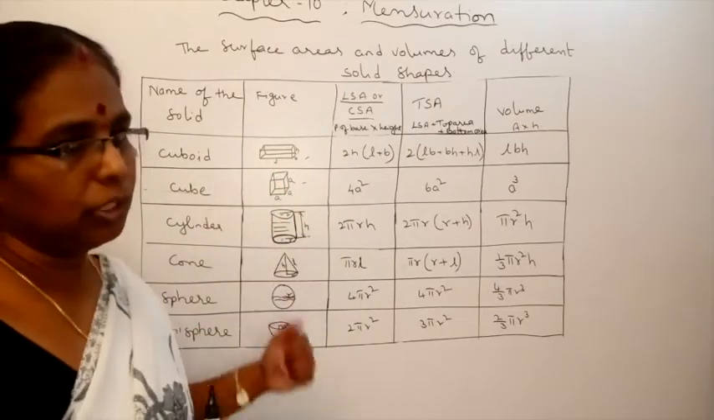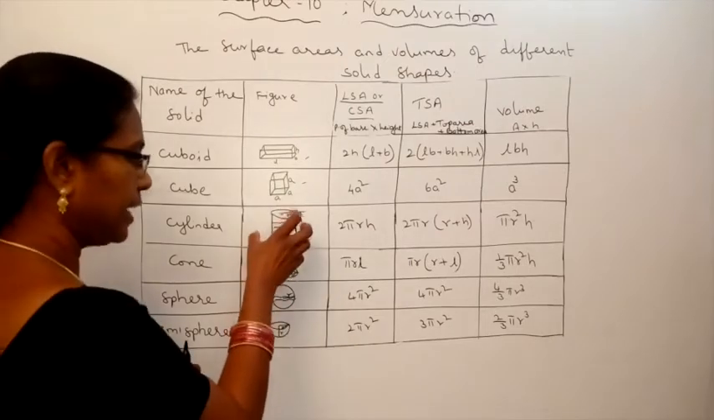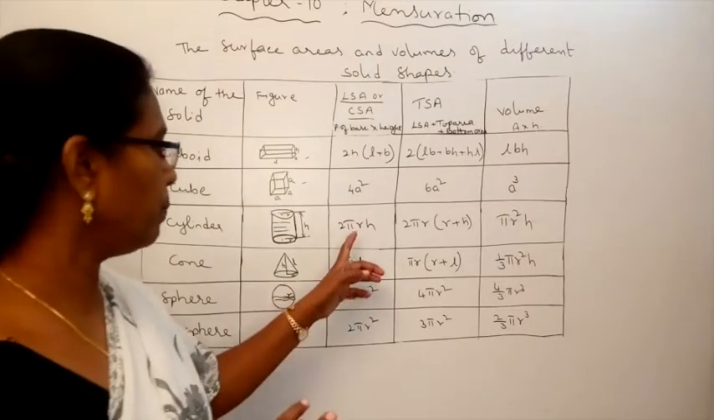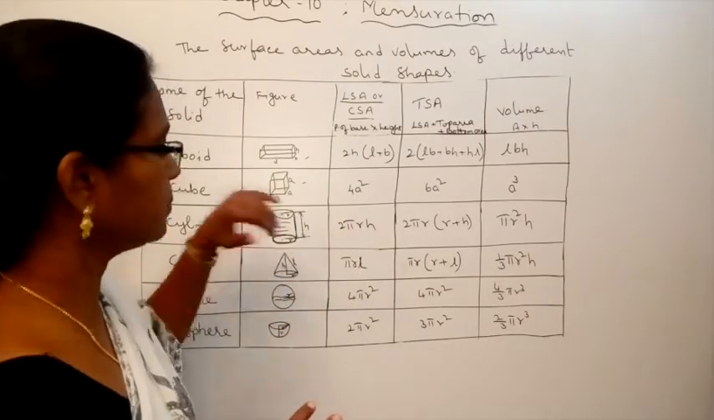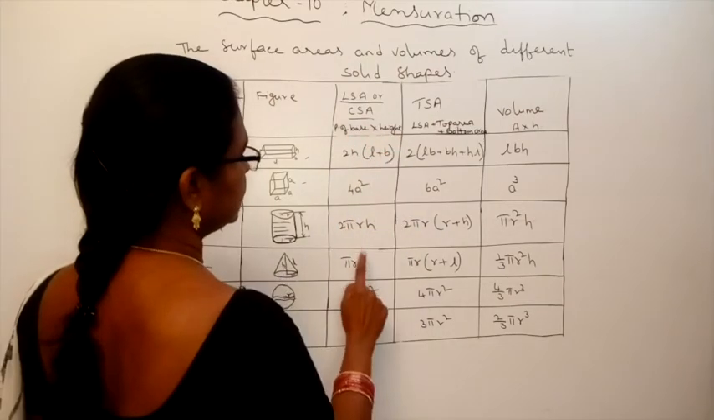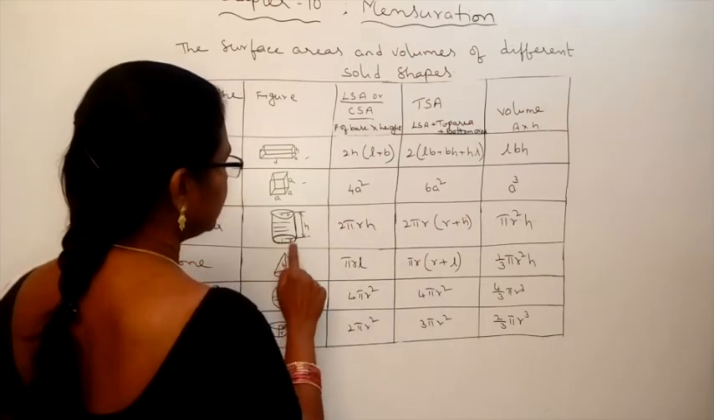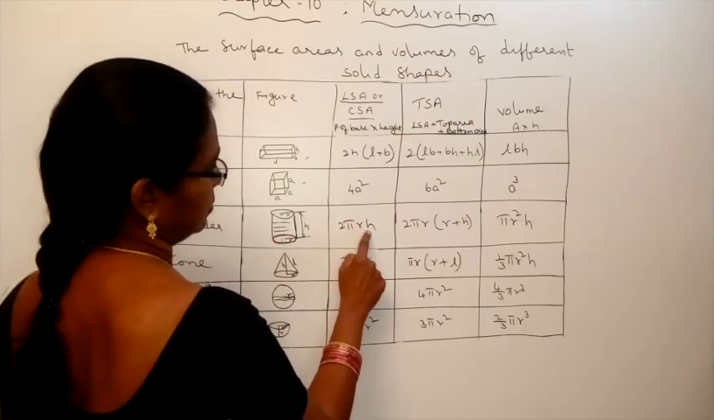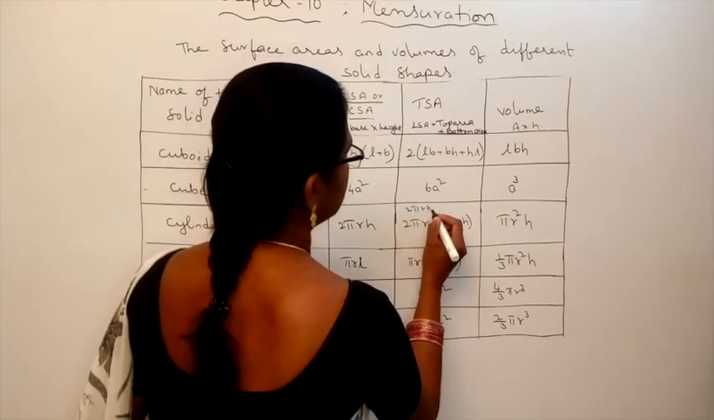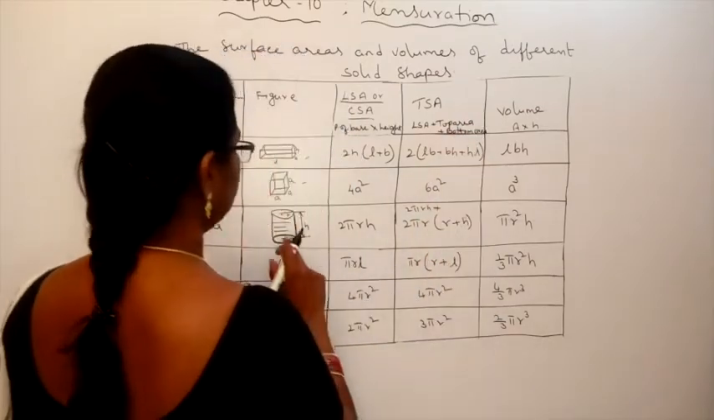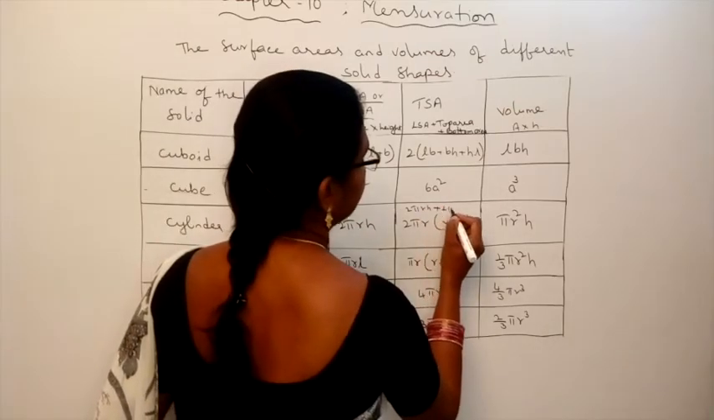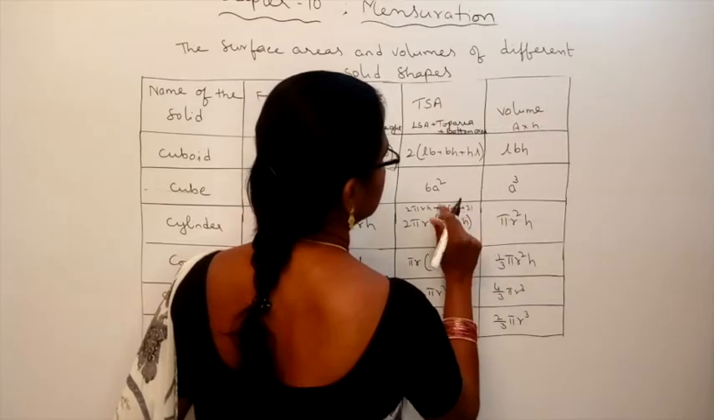Now, for a cylinder, total surface area means the area of top, bottom and sides, meaning 2 pi RH plus pi r square plus pi r square. Here, what is that? Perimeter of base into height. What is the perimeter of a circle? 2 pi r, so 2 pi r h. Now 2 pi r h is LSA, plus top area and bottom area. The top and bottom areas are in the form of circles, so pi r square plus pi r square.